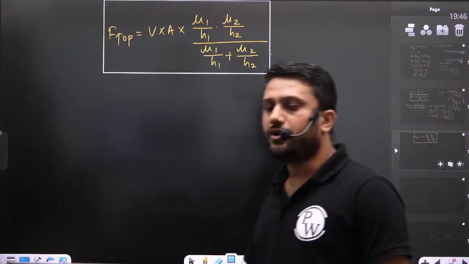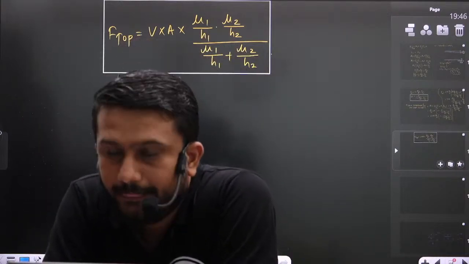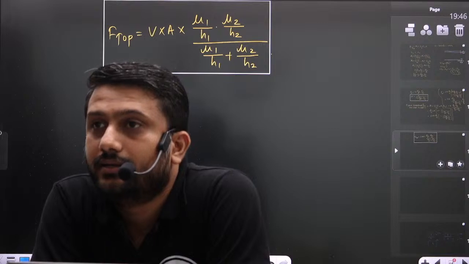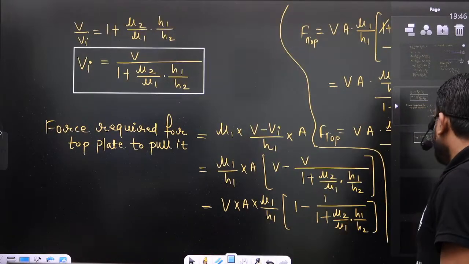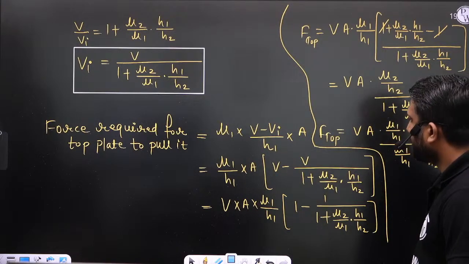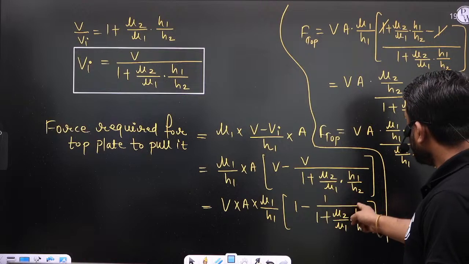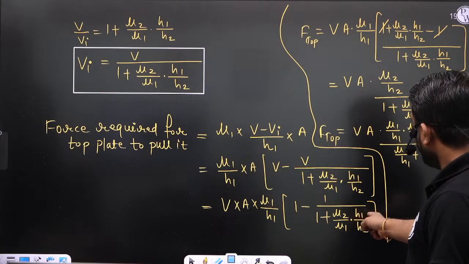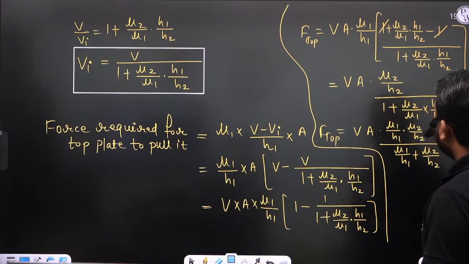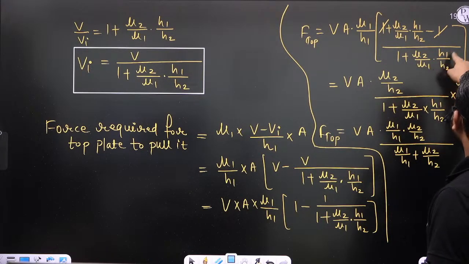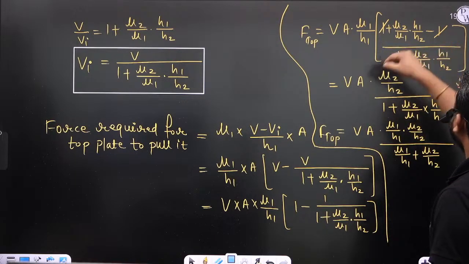Now this is clear or not? Tell me, this is clear or not? I'm simply arranging the terms, right? I'm taking v as a common, so it is 1 minus 1 upon 1 plus mu2 by mu1 into h1 by h2. Now I'm taking LCM, so it is 1 plus mu2 by mu1 into h1 by h2. Now 1 plus mu2 by mu1 h1 by h2 minus 1, and 1 is cancelled out.